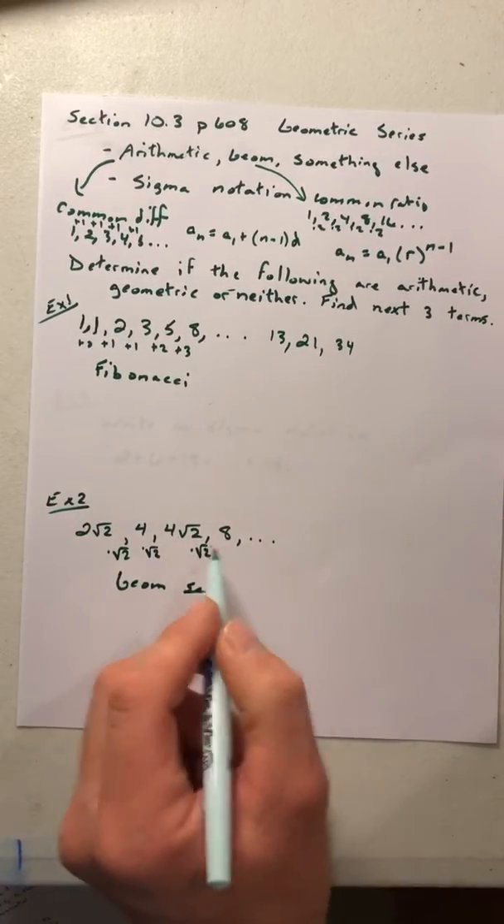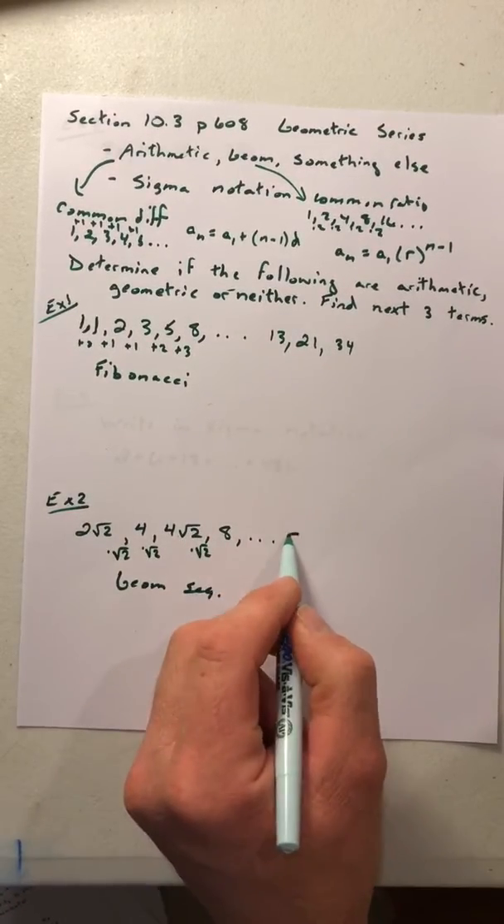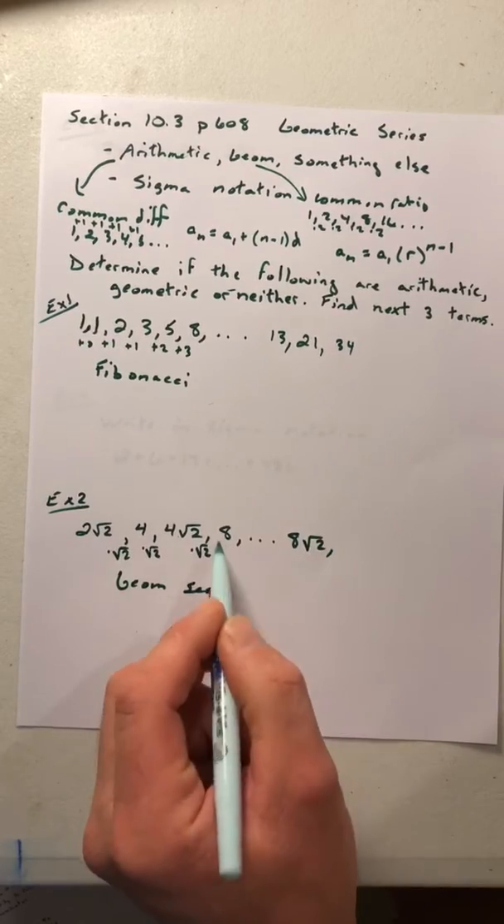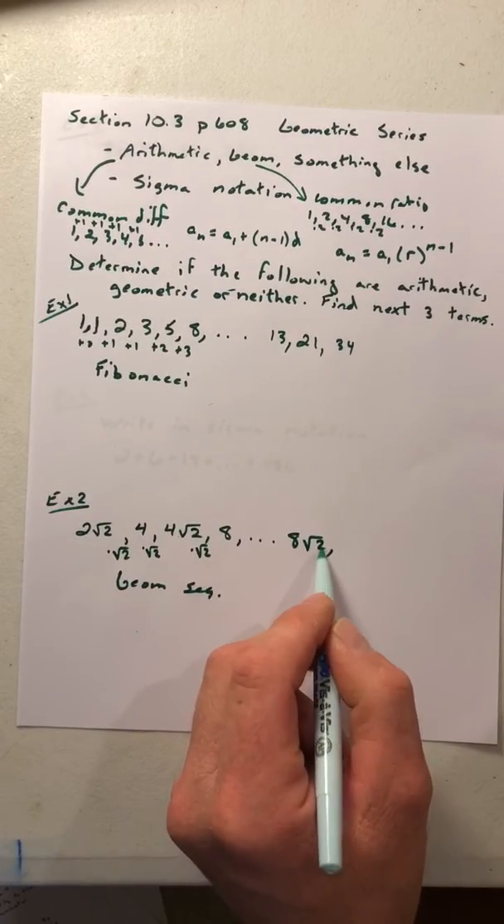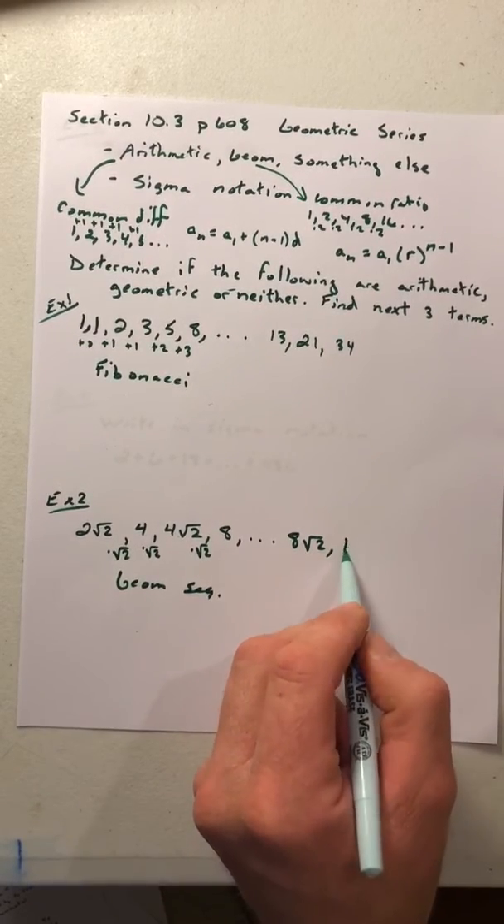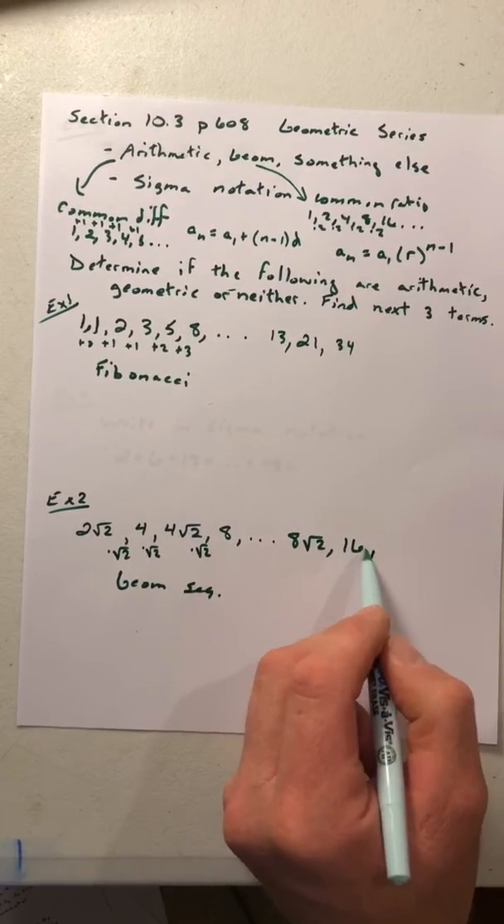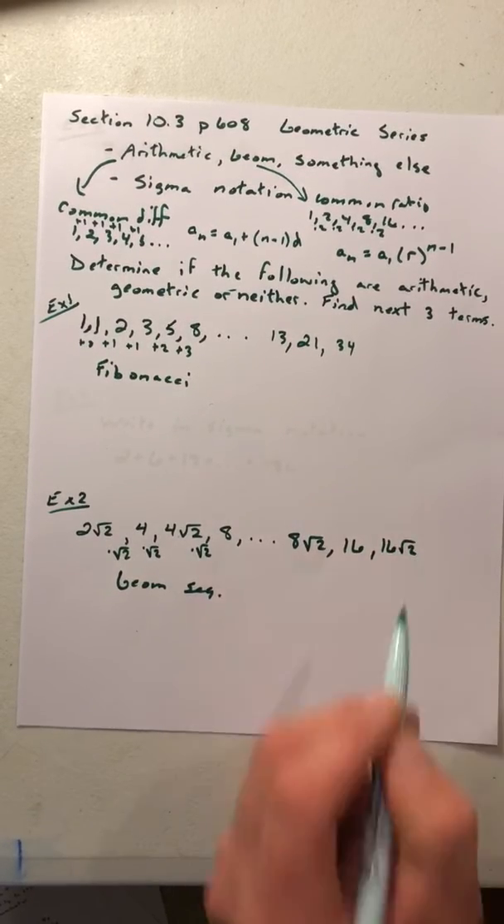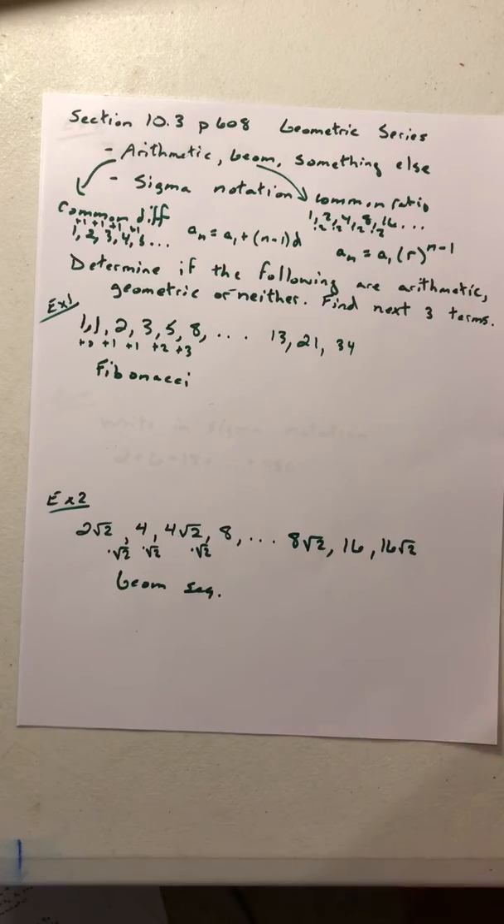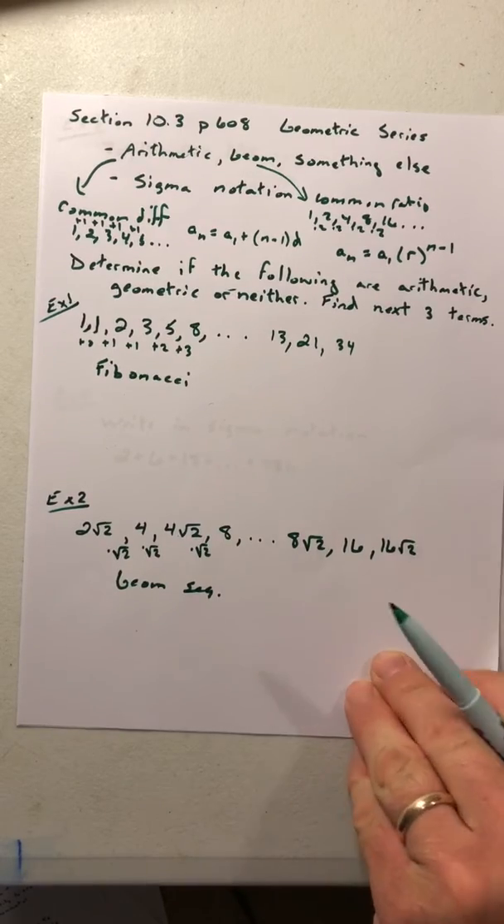So how do I come up with my next three terms? I'm going to multiply by radical 2. So I have 8 radical 2. 8 radical 2 times radical 2 is going to give me 16. And then 16 times radical 2 gives me 16 radical 2. And those are going to be my next three terms.